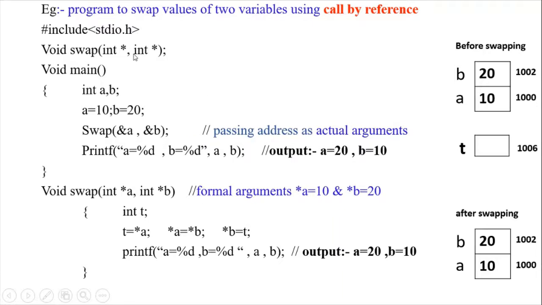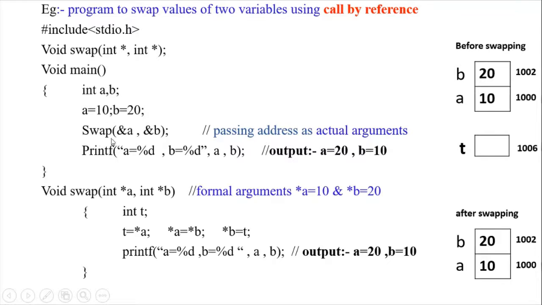In the case of call by reference, the arguments will be pointers, indicated by the star, because we are passing the address, not the value. So this is a pointer, and the other variable is again a pointer, so we have to give int star. Then in the main function, a is equal to 10, b is equal to 20.